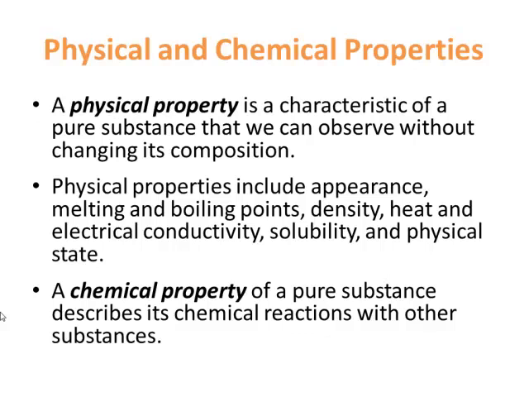All right, now we're on to a new topic. This new topic has to do with properties. We have physical and chemical properties. So another way to organize matter is by physical and chemical properties. A physical property is a characteristic of a pure substance. And remember, pure substances are, see if you can guess, elements and compounds, not mixtures.